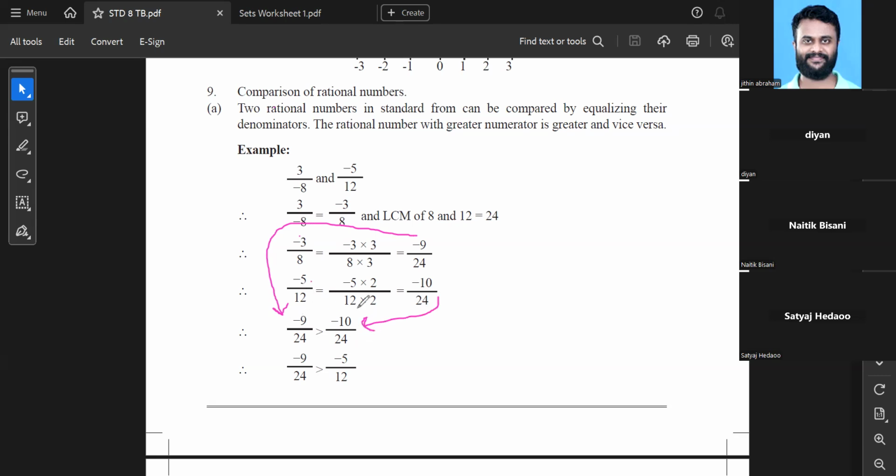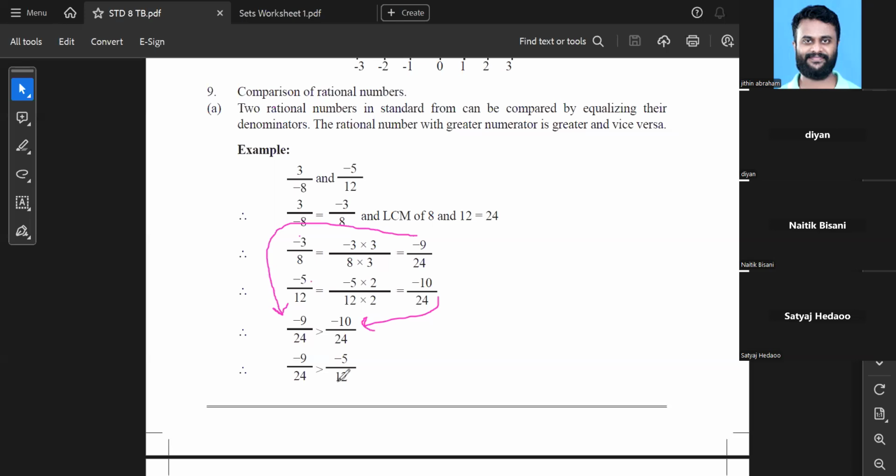So when I compare them with each other, since the denominators are same, अभी denominator को भूल जाओ while comparing. You don't have to see the denominator. All you have to look at is basically the numerator. Numerator में कौन बड़ा है? It's very much evident that -9 is greater than -10. Since -9 is greater than -10, you can say that -9/24 is greater than -10/24.